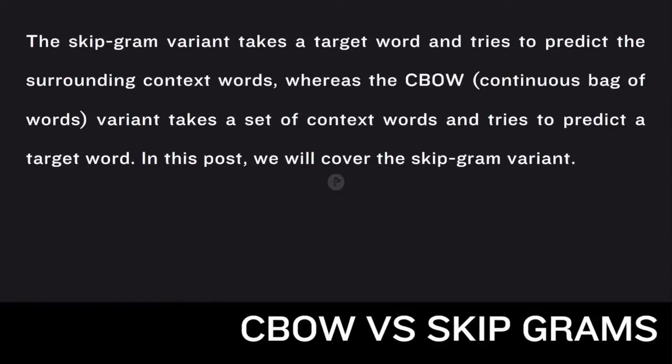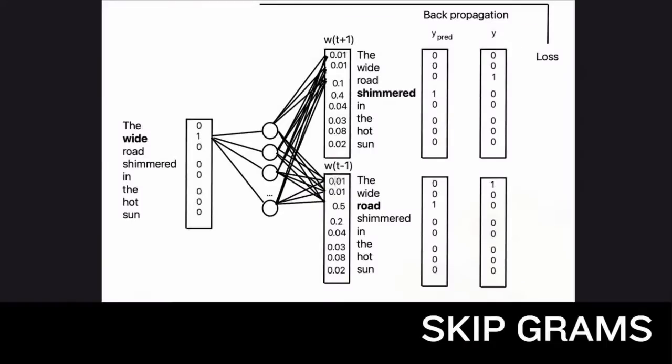So the skipgram variant takes a target word and tries to predict the surrounding context words, whereas the continuous bag of words variant takes a set of context words and tries to predict a target word. And we will cover the skipgram variant now. For example, you take a word known as wide and you are going to predict what is the surrounding.